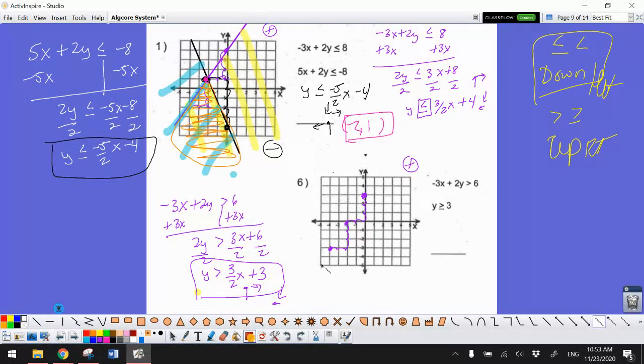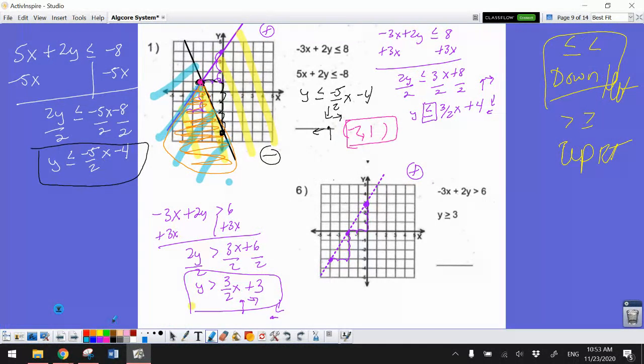And again, I'm going up. Okay, so it is greater than. So if I am greater than, that means I am shading up. I am shading above my line. Shading up.